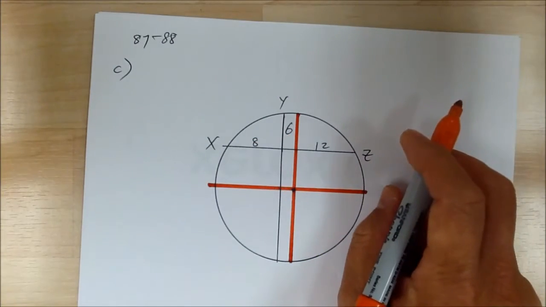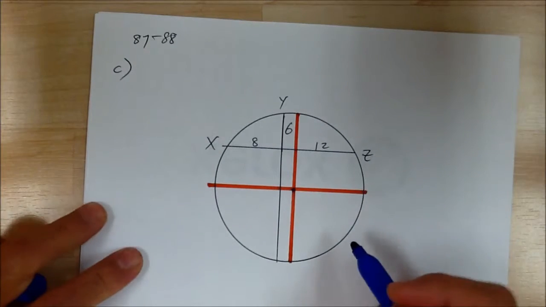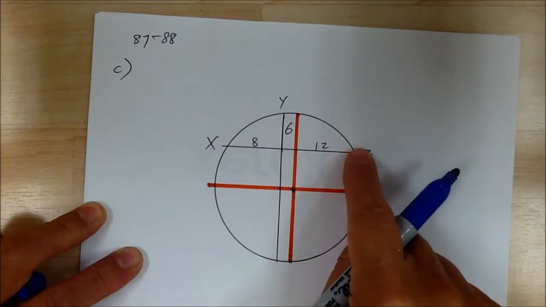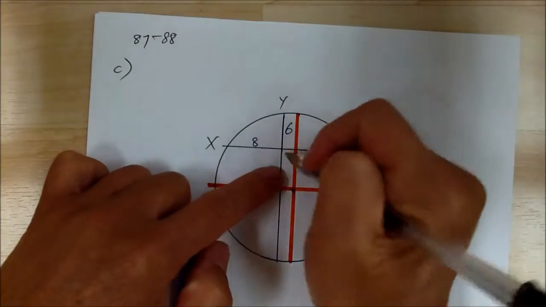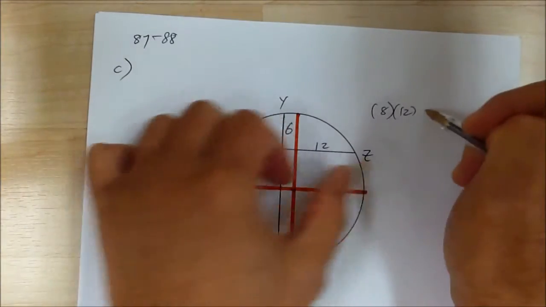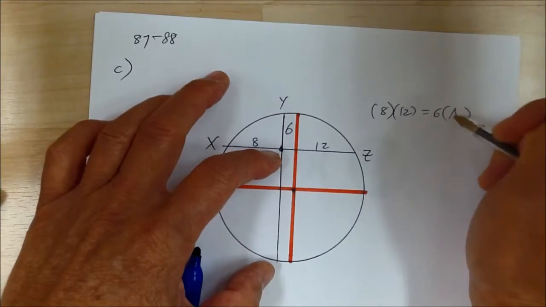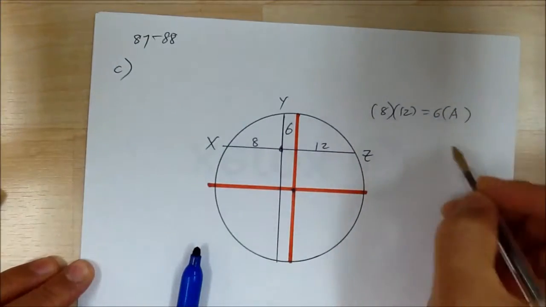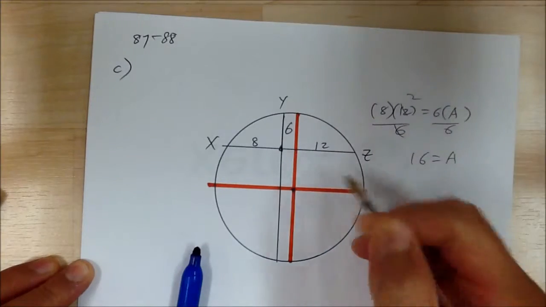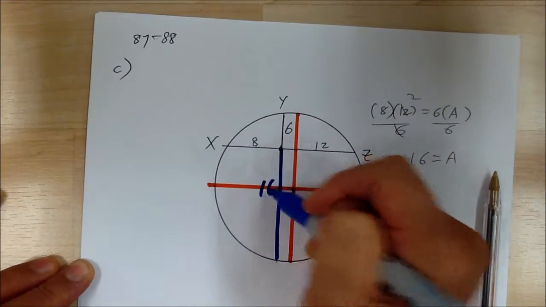So next, what you want to do is use the Pythagorean theorem, okay? So first you have to remember the rule we did, right? So point to circle, so here's your point. So 8 times 12 equal to 6 times, I'm going to call this A, okay? And so, again, don't multiply out. What you want to do, divide by 6. So A will equal 16. So this over here would be 16, okay?